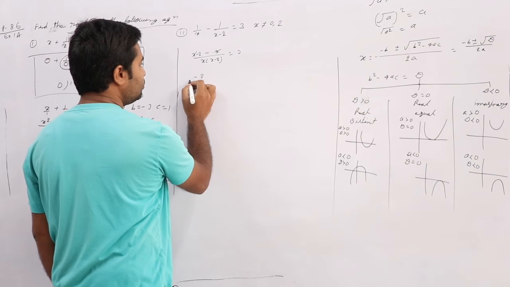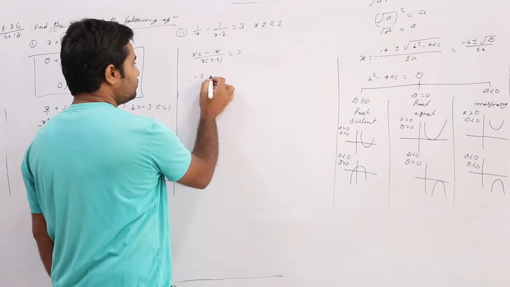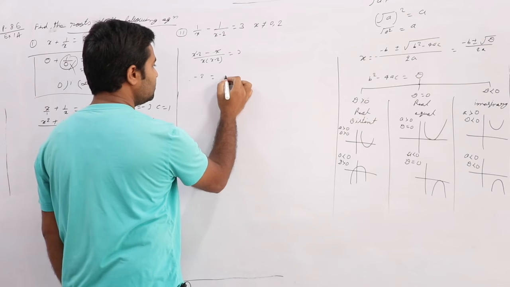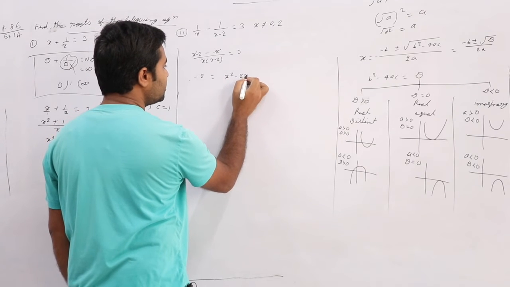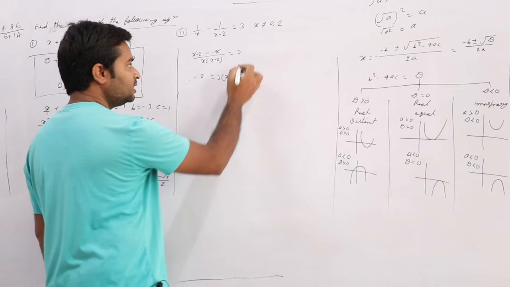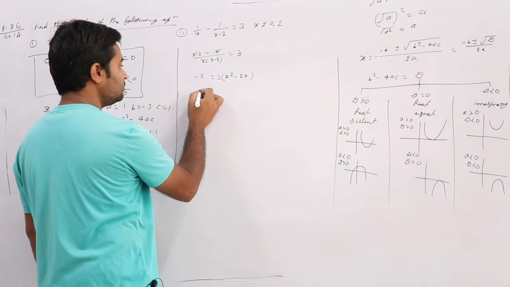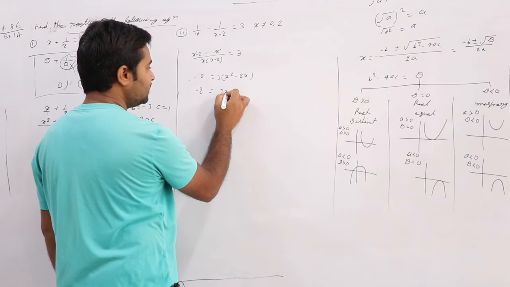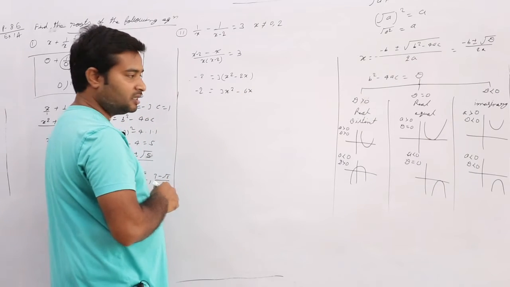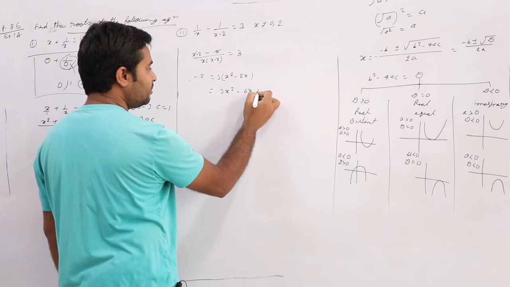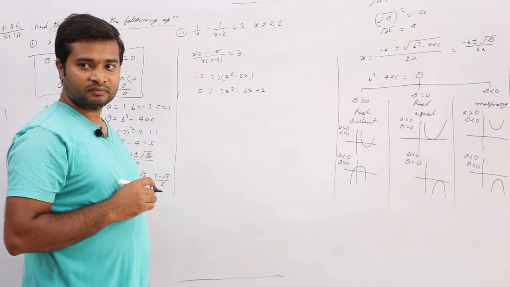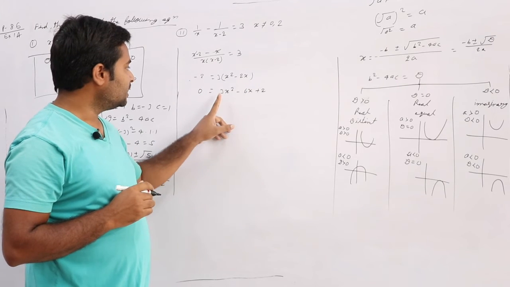So minus 2 by y, shall I take this side? So x into x, x square minus 2x into 3, into 3. Then 3x square minus 6x minus 6. So write here 0 and here plus 2. This side minus 2, this side plus 2. Yes or no?